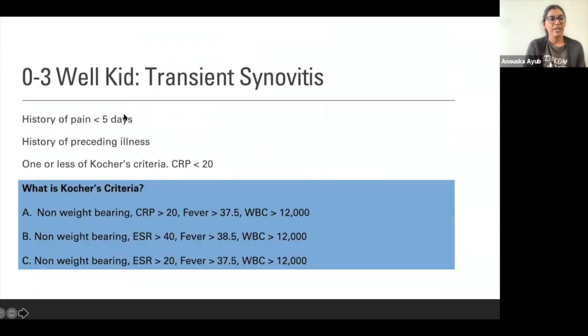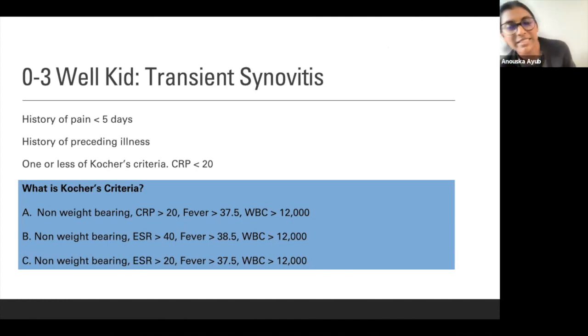So well kids, 0 to 3, transient synovitis. Usually there is a history of pain. Oh, there's my poll. A history of pain of less than 5 days. There's a history of preceding illness and only one or less or none of Kocher's criteria and a CRP of less than 20. So the first question is what is Kocher's criteria?